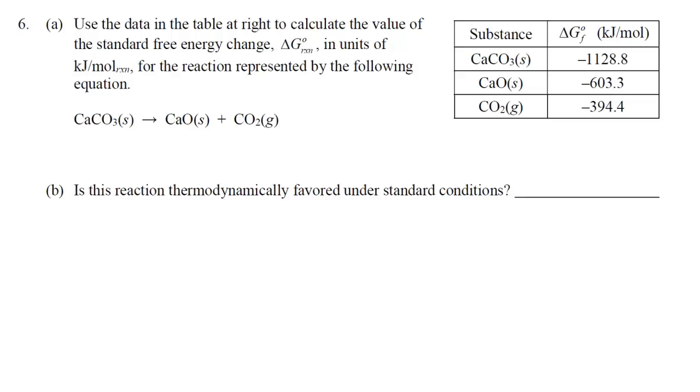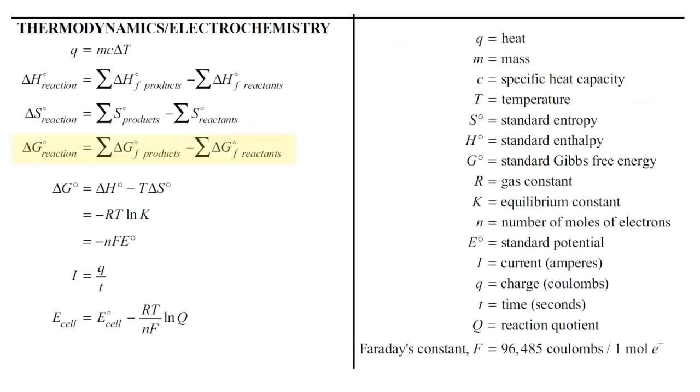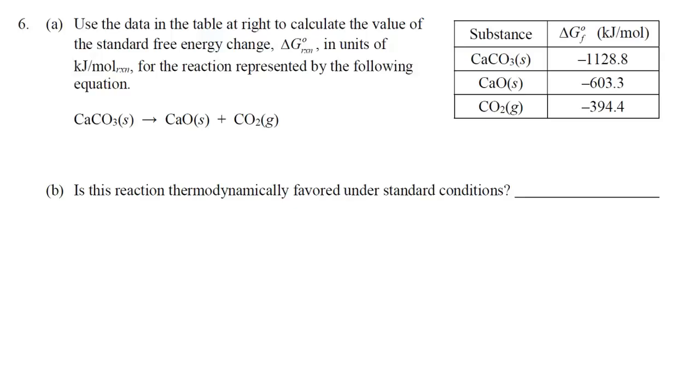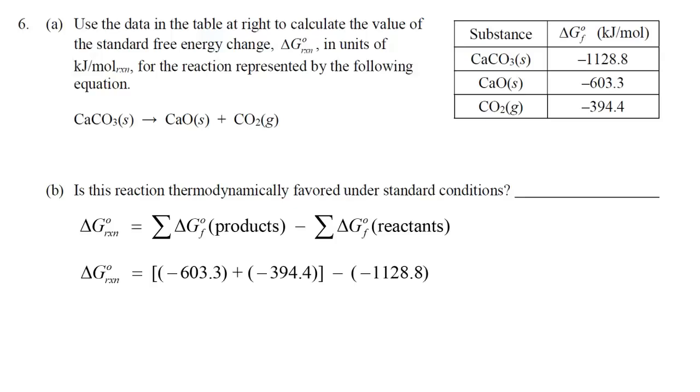So let's begin this calculation. We're going to use this particular equation involving products minus reactants, and we're going to use the data from the table for the standard free energy of formation for each substance. So here is our equation, products minus reactants, and for the products it would be calcium oxide and carbon dioxide.